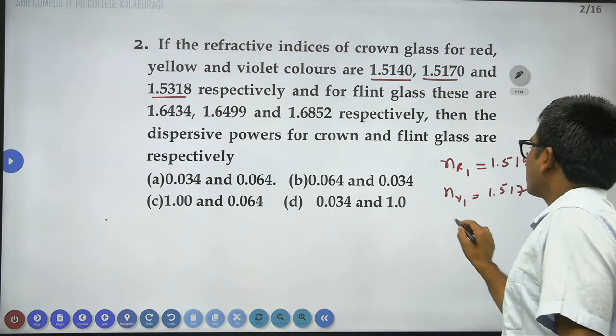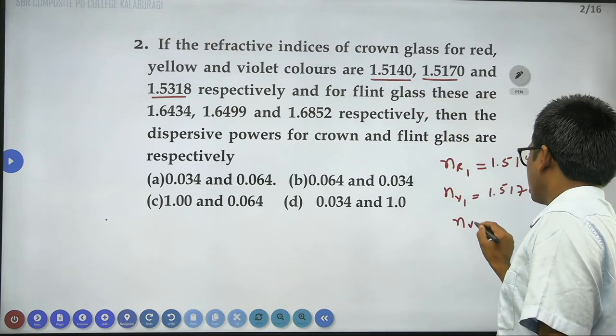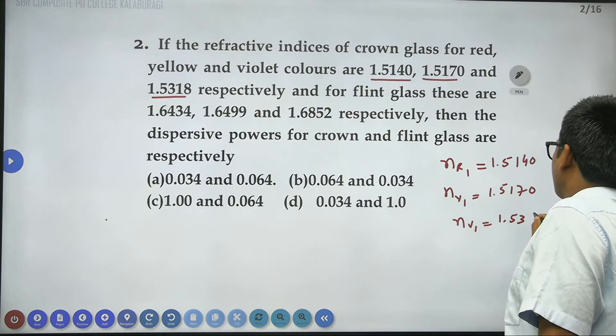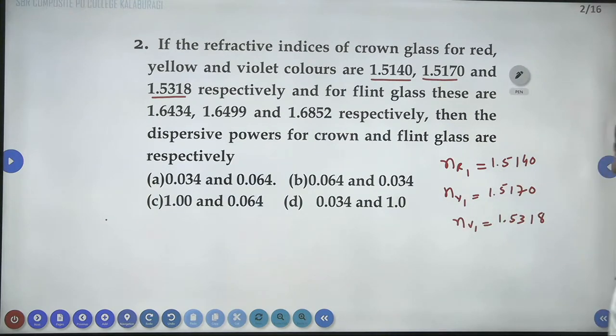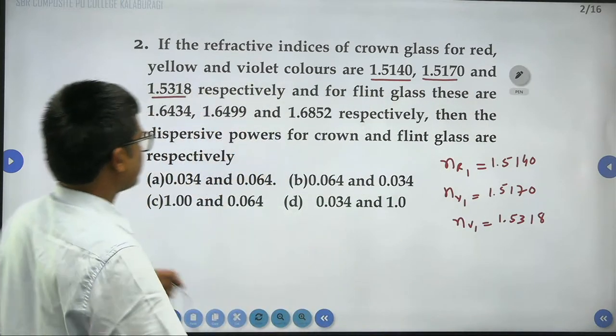Then the refractive index of the other is what? For violet for crown glass, it will be 1.5318. This value is given here, right? And for flint glass, the corresponding values are also given.